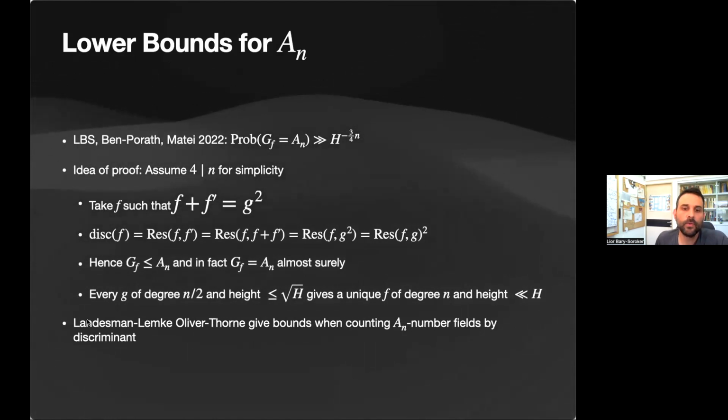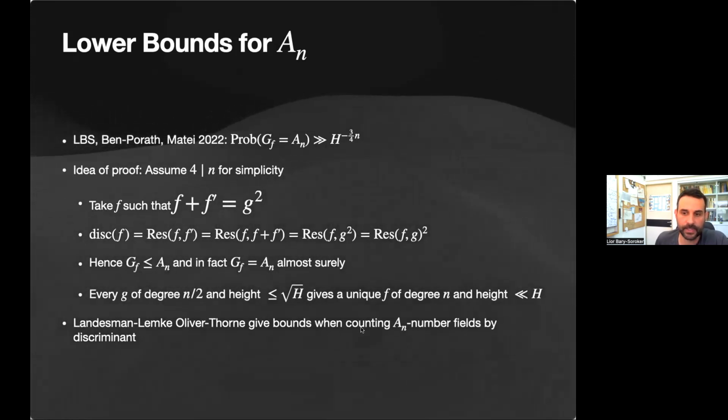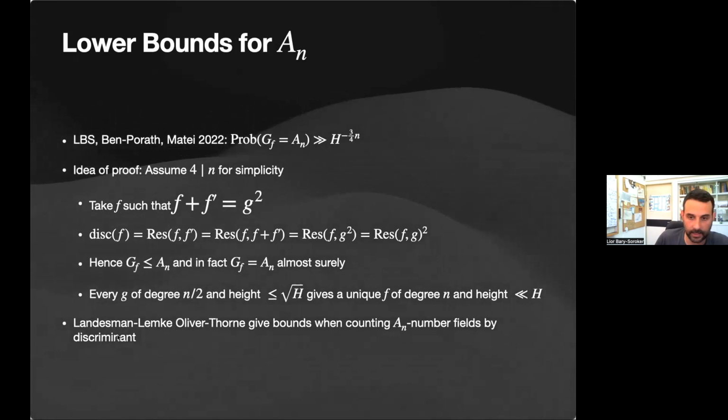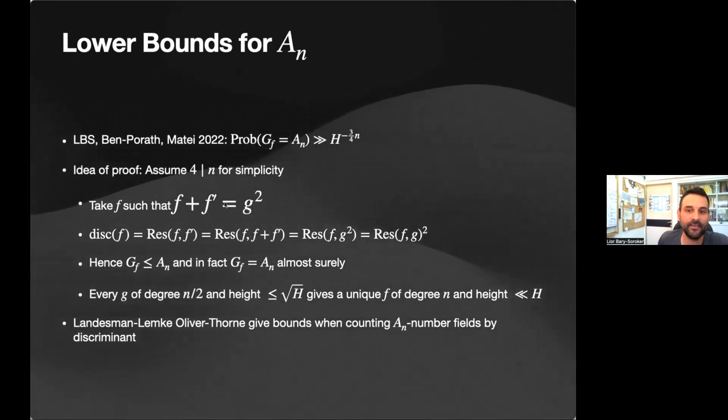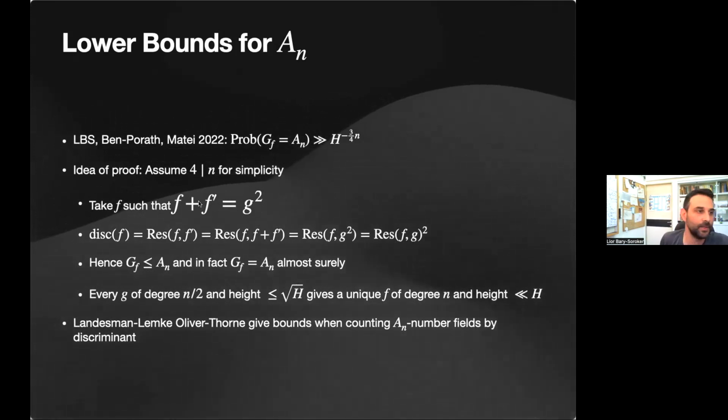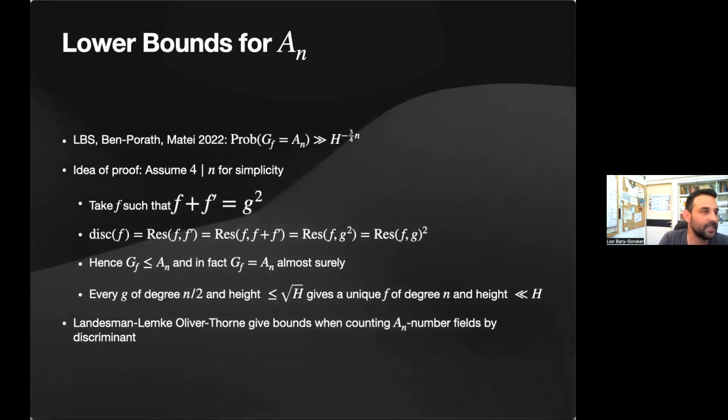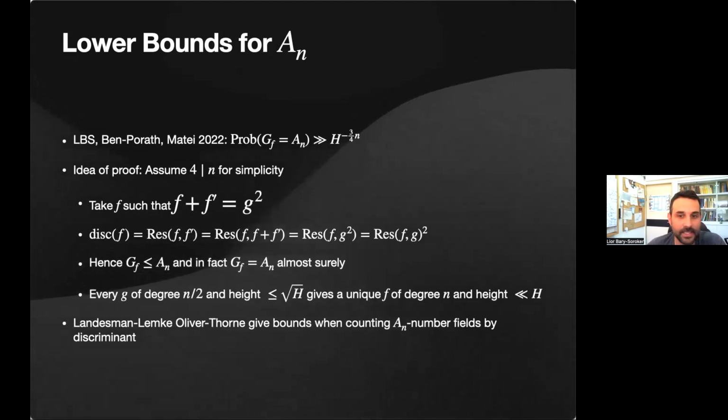And this is very similar to something that Landesman, Lemke Oliver, and Thorne did, but they counted A_n number fields, and they counted by discriminant. And counting by discriminant is slightly different. When you do something like this, the symmetry is so simple: f plus f prime equals g squared. So once you find such a simple symmetry, you try to look back in the literature and see who did it before, because it's impossible that the whole community of Galois theory missed this symmetry. And indeed, we found a very similar symmetry in this work of Landesman, Lemke Oliver, and Thorne.